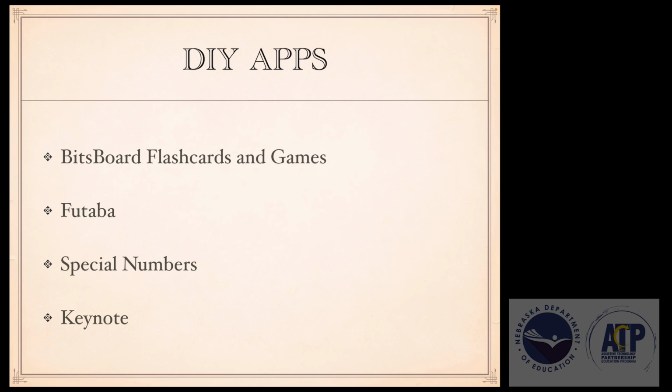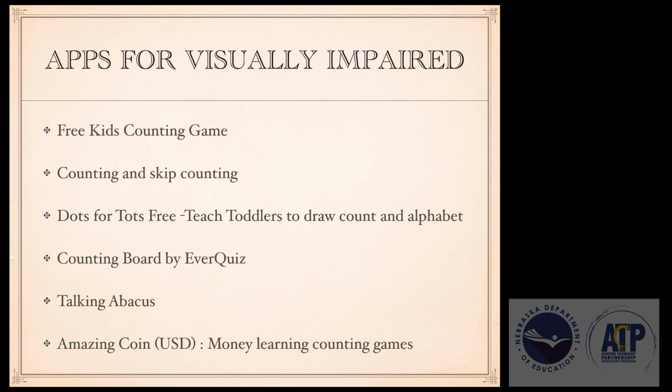Futaba is an app for making your own games, so you can actually put your own questions in and create your own games, and 4 students can play against each other. They kind of have a buzzer where they're going to buzz in also. There's another app called Special Numbers that works on numbers. And then Keynote, you can actually use the Keynote app to create your own activities.